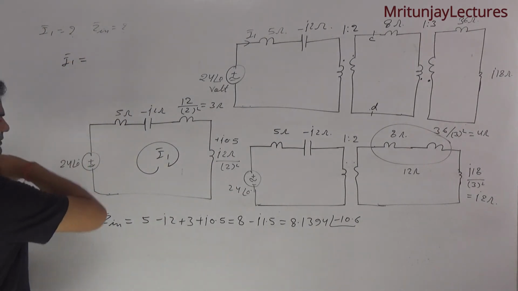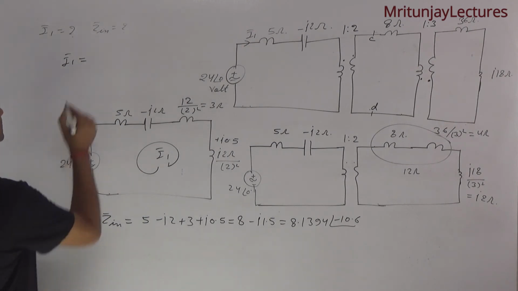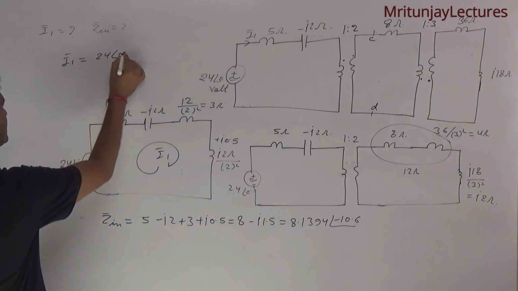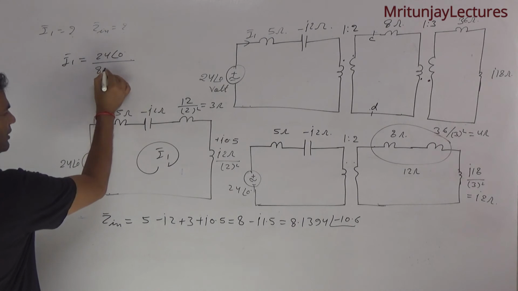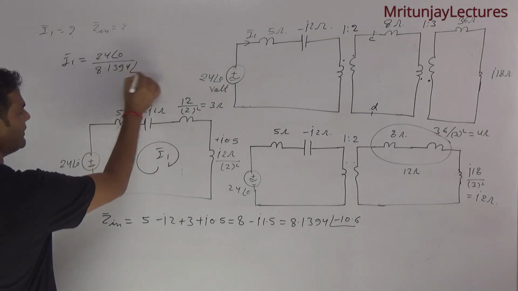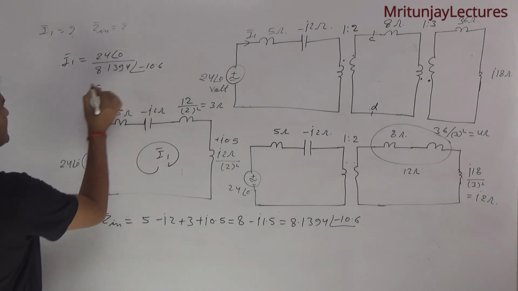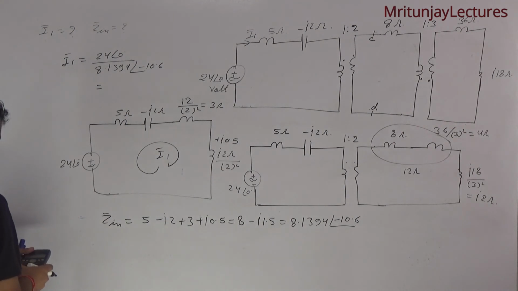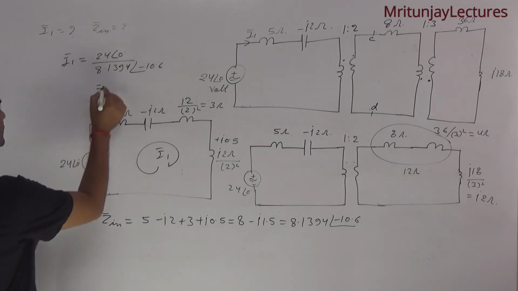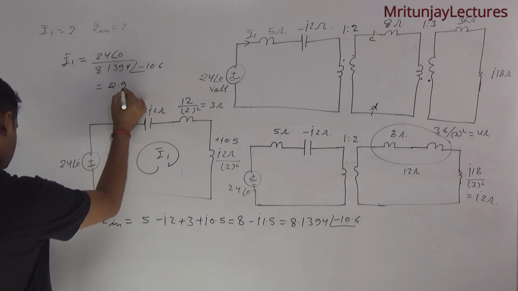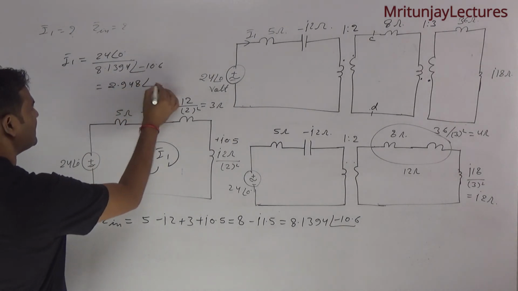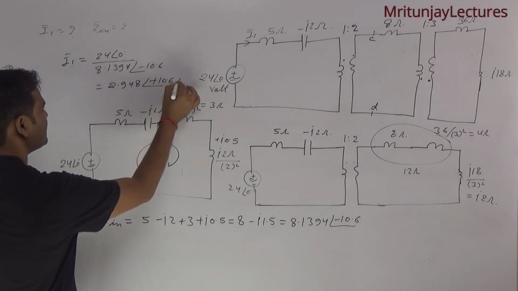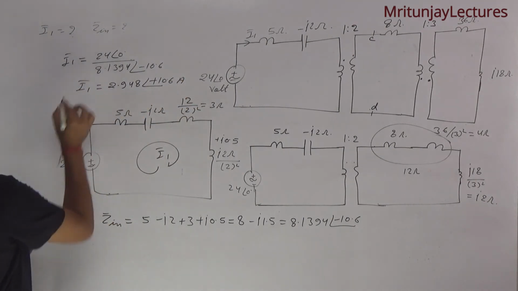So what about the current? I1 is 24 divided by 8.1394 at the angle minus 10.6. So 24 divided by 8.1394, that is 2.948 at the angle plus 10.6 ampere, that is I1.